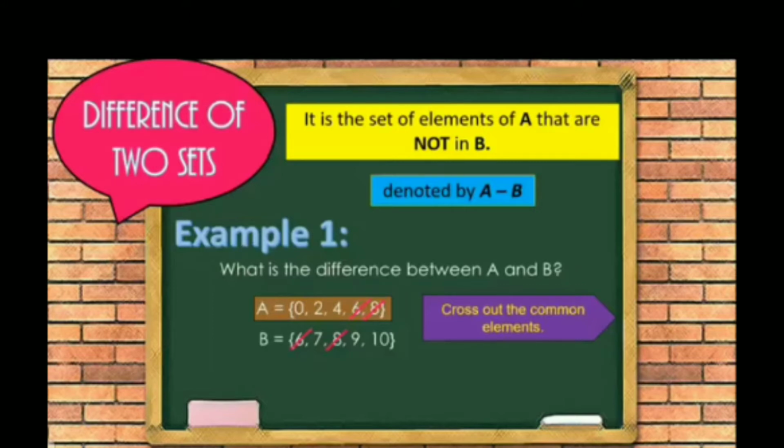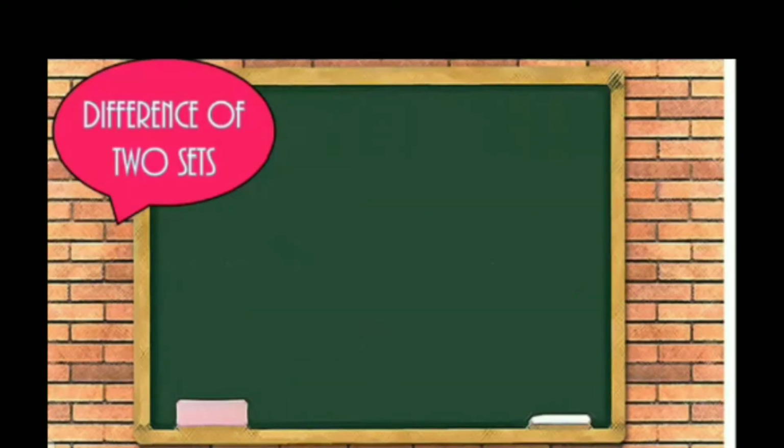Again, the definition of the difference of two sets, it is the set of elements of A that are not in B. So the elements of A that are not in B are 0, 2, and 4. So we have the difference between A and B is 0, 2, and 4. Example number 2. Give the difference between B and A.